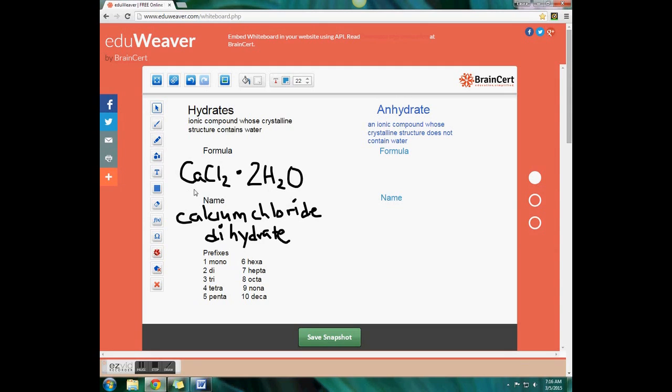So if we have our hydrate, calcium chloride dihydrate, what is the anhydrate formula? We simply remove the water. And we see, what are we left with? Just the salt. So our formula for an anhydrate is simply the ionic compound calcium chloride, CaCl2. For the name, again, we've removed the water, so all we're left with is the name of the salt, calcium chloride.